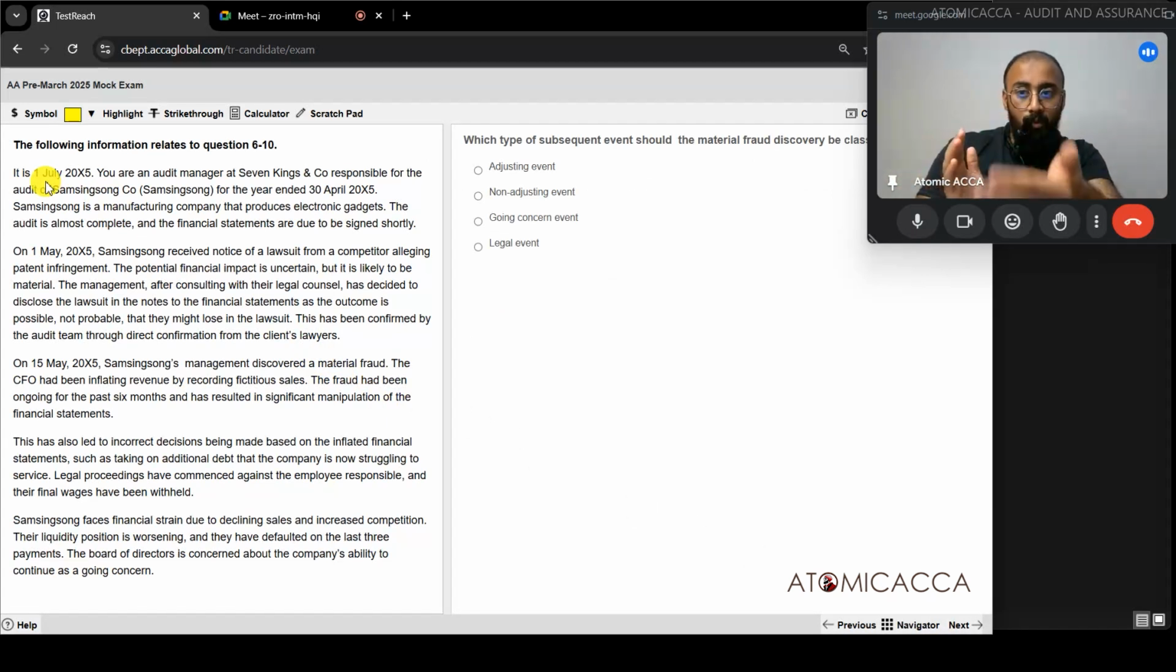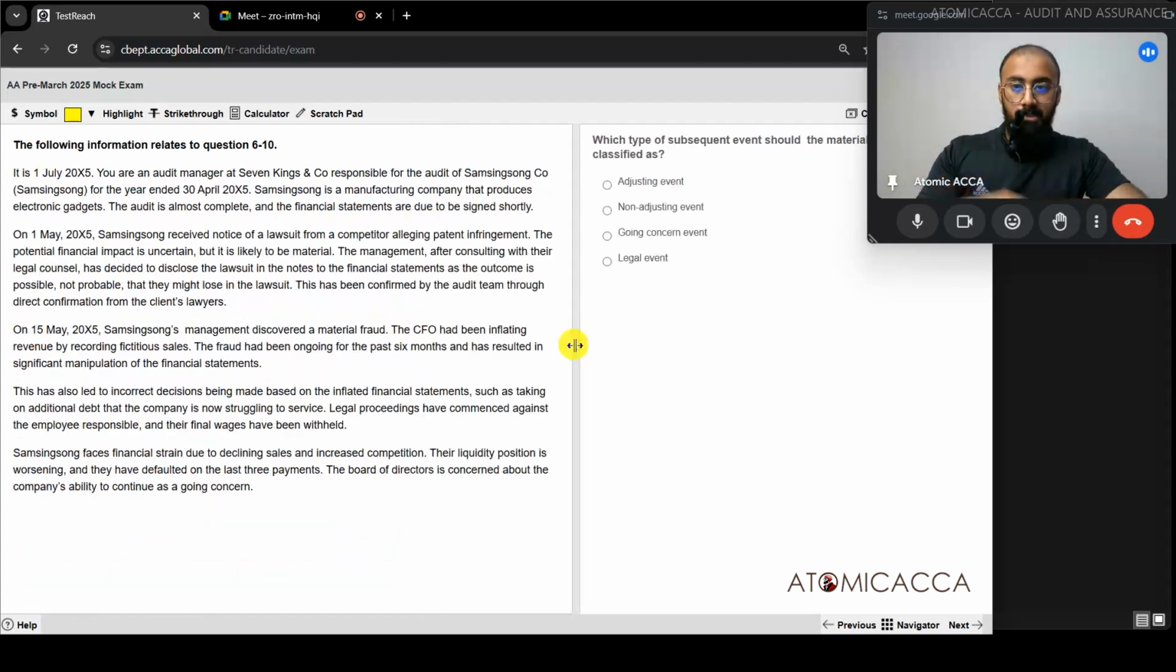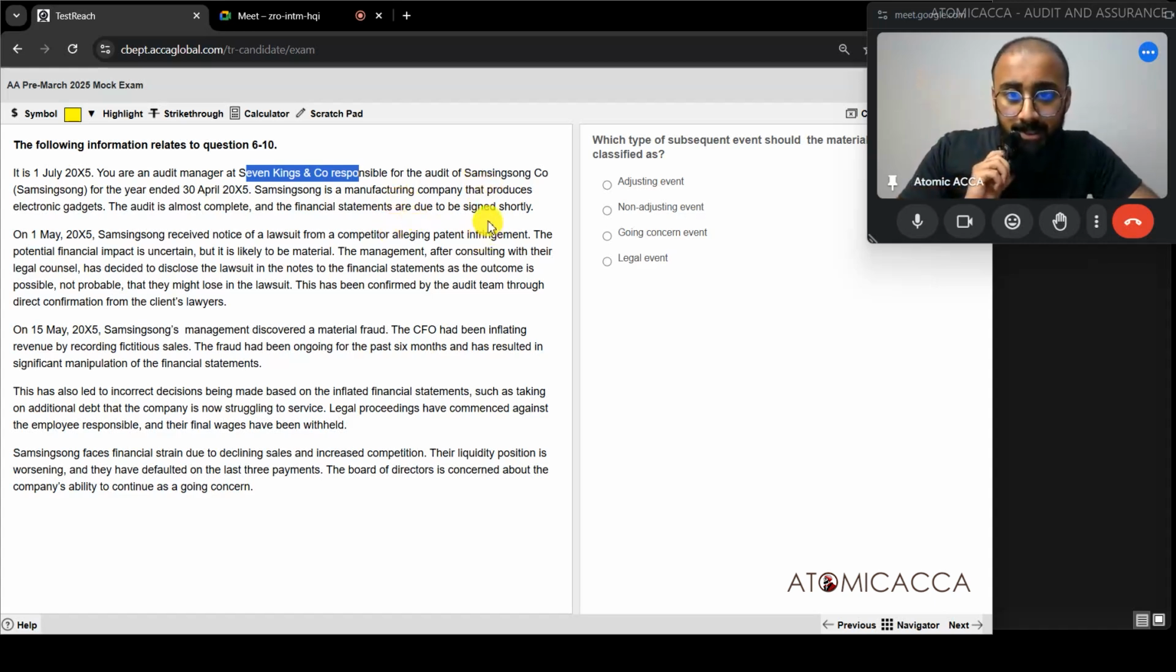Let's move to case study number 2. So let's read the case study. It is 1st July 20x5. You are an audit manager at 7 Kings and Company. So this is the audit company. Okay. Responsible for the audit of Sam Sing Song Company. Okay, let's just call it S Company for the year ended 30th April 20x5. Samsung is a manufacturing company that produces electronic gadgets. The audit is almost complete and financial statements are due to be signed shortly.